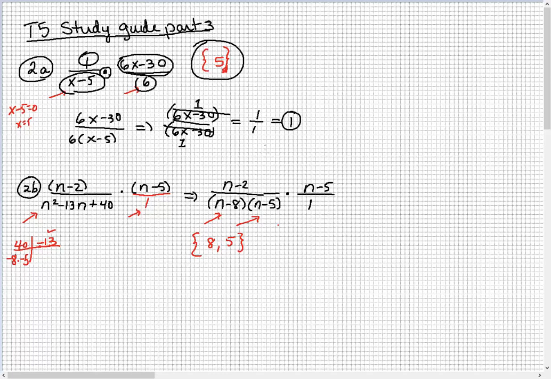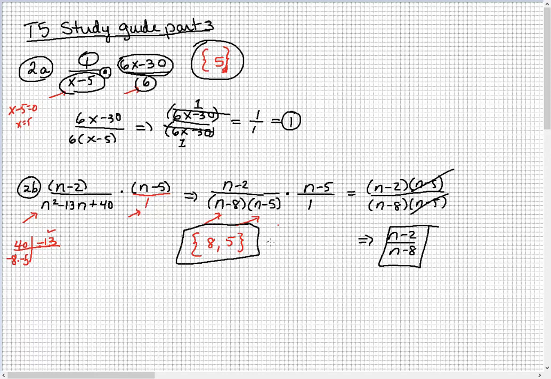And now you multiply across. All right, so you have n minus 2 and n minus 5 over n minus 8 and n minus 5. And look at this. This one and this one cancel. So then your final answer is n minus 2 over n minus 8. Right, and your excluded values are these.